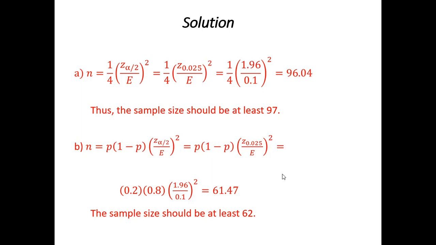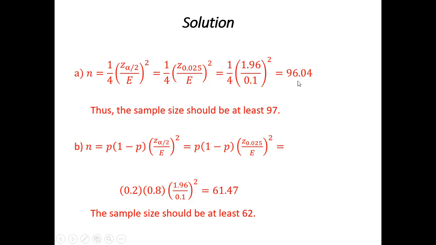So we have a formula for each of these. In the first case, we use what I call the conservative formula, and this is the maximum value for n, given this value for E and z alpha over 2. Our alpha is 0.05, so z alpha over 2 is z 0.025, just like in the first example, we have 1.96. E, the maximum error, was given to be 0.01. So we would determine what we get from this fraction, square that value, and then multiply by a quarter.